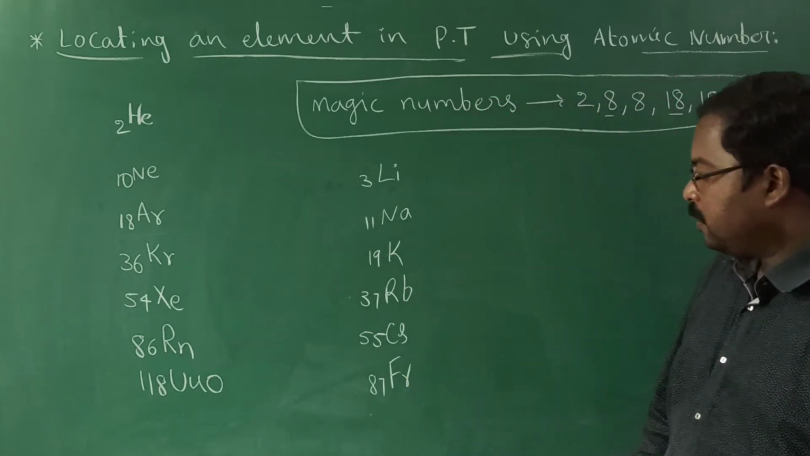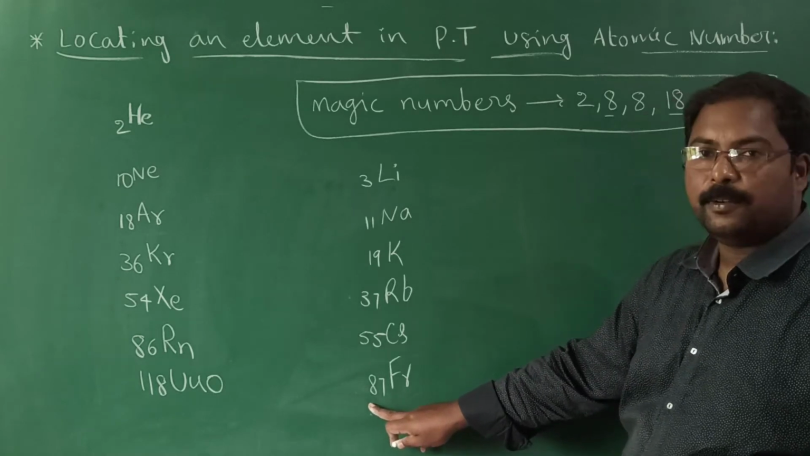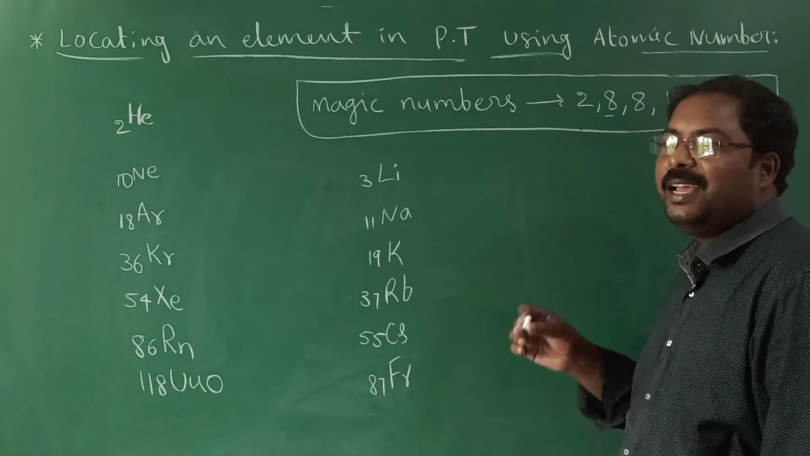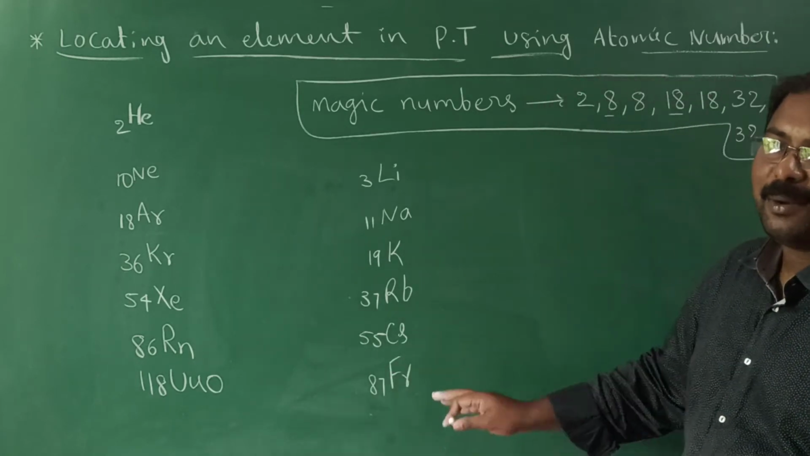Okay. So after francium, the element below it, its atomic number means plus 32. Okay. Will be 119. But that element was not discovered. Don't worry about it. Okay.